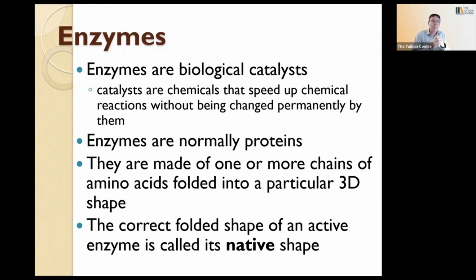So the correct folded shape is what gives an enzyme its unique activity, right? And when I say unique, usually it only catalyzes one reaction. That's the usual story with enzymes, and we call that correctly folded shape its native shape. Okay. So under the right conditions, enzymes should have this particular, unique folded shape, which gives it its function. And we'll see how that works in a minute.